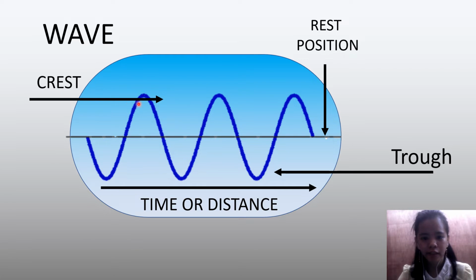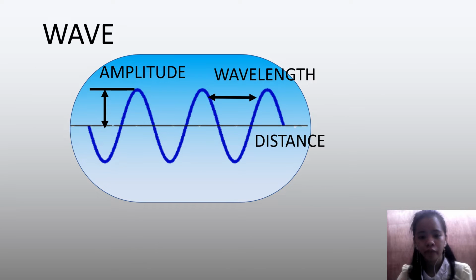So this is the crest, the top of the wave, and the shore is the bottom. This is the rest position, or we call it the median or region, the middle part, and this is the distance. Next, from this rest up to the top is called the amplitude, and from one top to another top is called the wavelength.